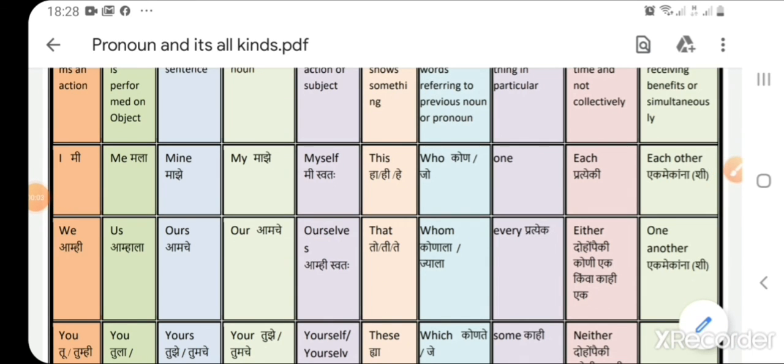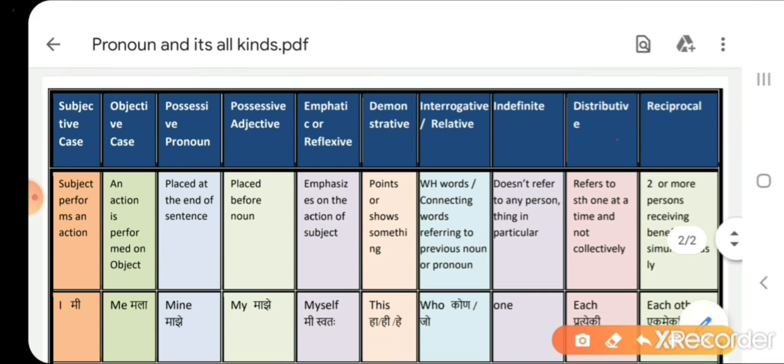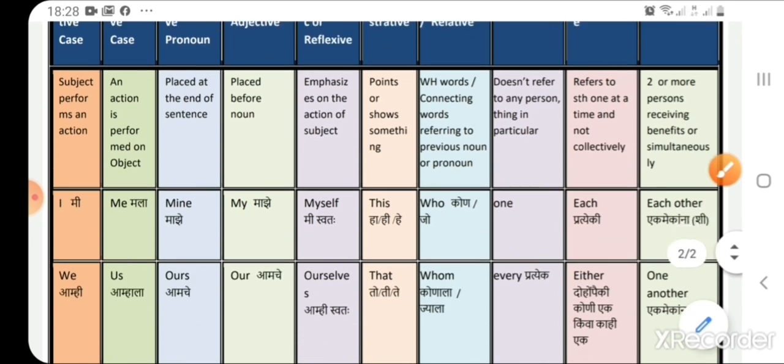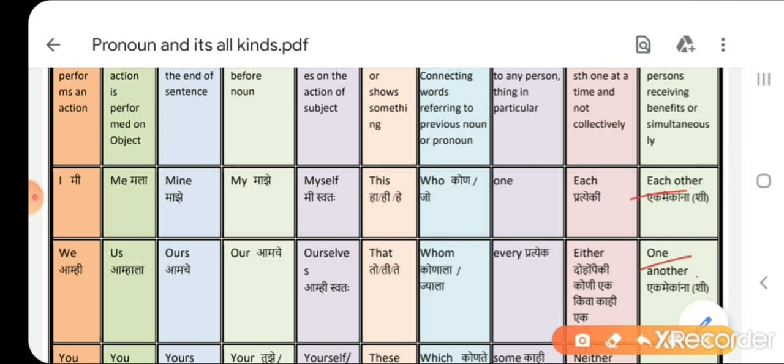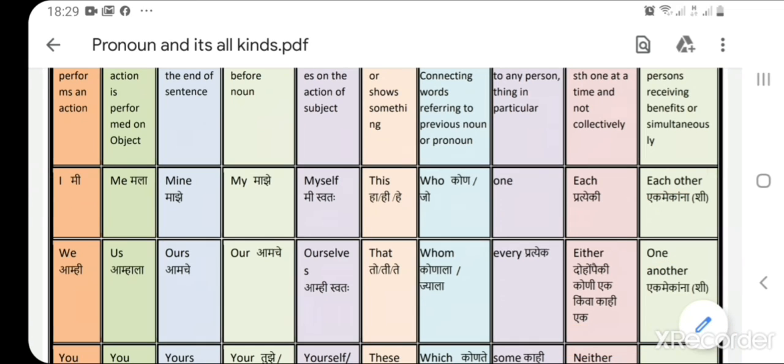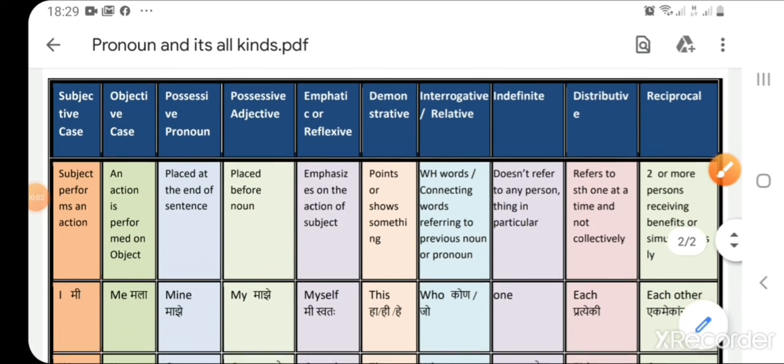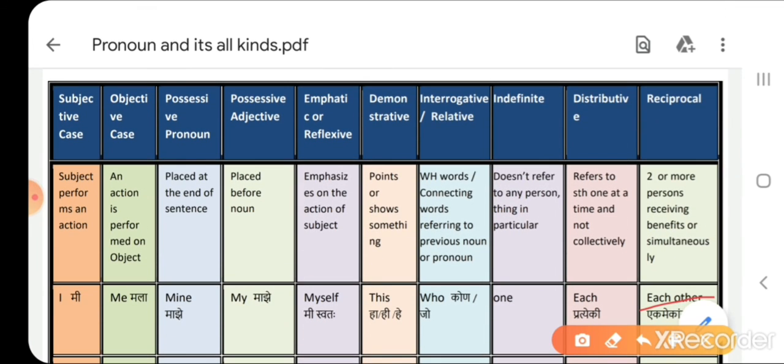Next pronoun is reciprocal pronoun. These pronouns show a mutual give and take relationship. Here, two or more persons receive either benefits or consequences simultaneously. Here, the action is the same, that you have to remember. Each other and one another are the most commonly used pronouns in this type. For example, both siblings fight each other. Here, each other is a reciprocal pronoun.